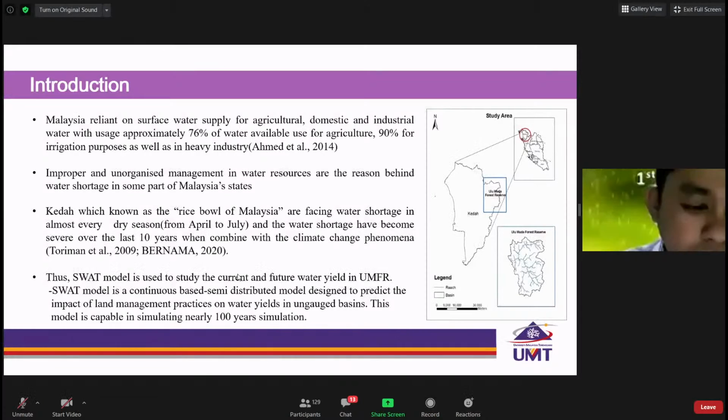All right. As we know, Malaysia relies on surface water supply for agriculture, domestic, and industrial water use, and as we know as well, Kedah is known as the rice bowl of Malaysia. With that in mind, the use of water is very significant for Kedah State. And we are using the SWAT model to look at the yield of water coming from the Ulu Muda Forest Reserve in order to accommodate the demand of Kedah State.